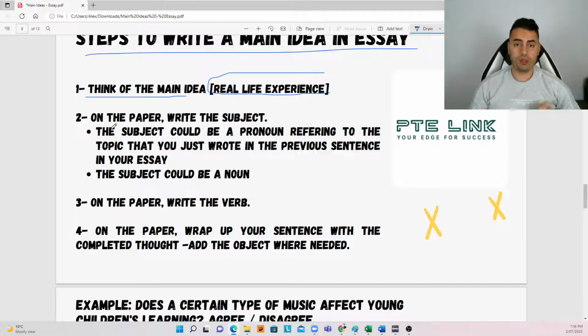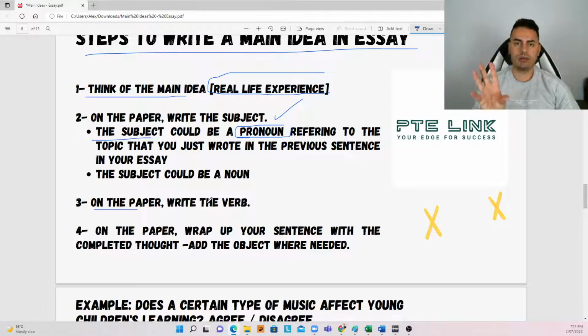Then on the paper, I would say you have to do it on the paper, okay, just to try to imagine and visualize the structure of the sentence. Probably later when you become really good at it, you can straight away type into the computer. So on the paper, write the subject, and as I mentioned, the subject itself could be a pronoun or it could be a noun. And if you decided to write it as a pronoun, most likely it will be referring to this topic itself that was written by you just a sentence before that main idea. And on the paper as well, write the verb. So start with the subject and then follow it with the verb.